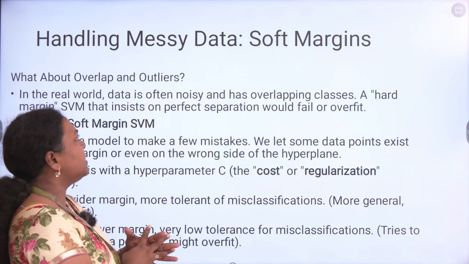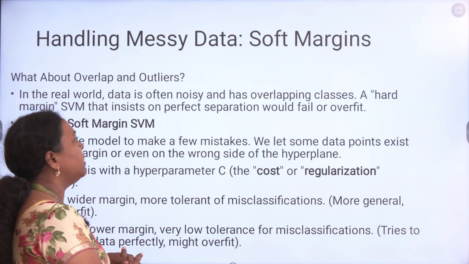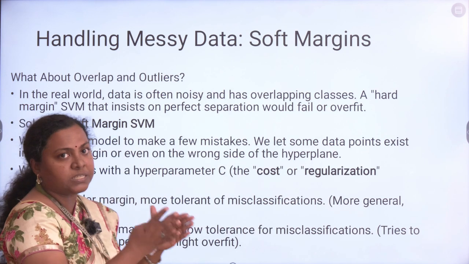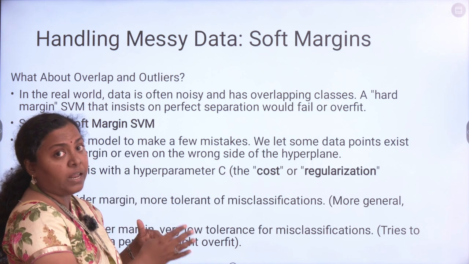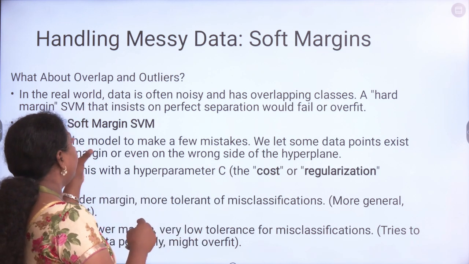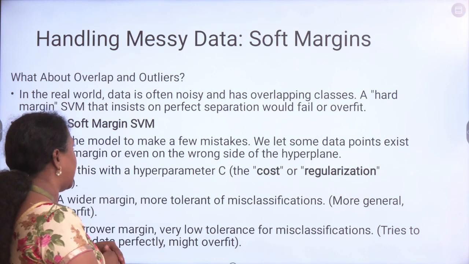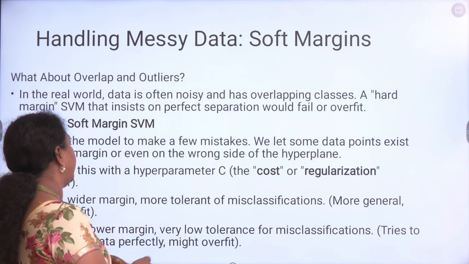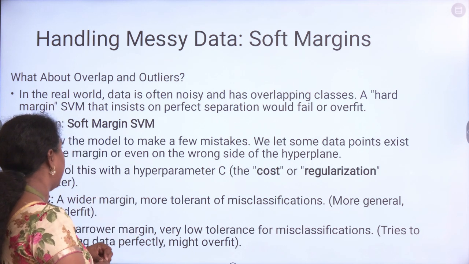Handling this type of messy data can be done only with a soft margin. A hard margin is the straight line which gives a perfect separation of the classes. So if you have messy data and you implement a hard margin, there is a possibility of failure and overfitting. The solution to this particular problem is the soft margin SVM.